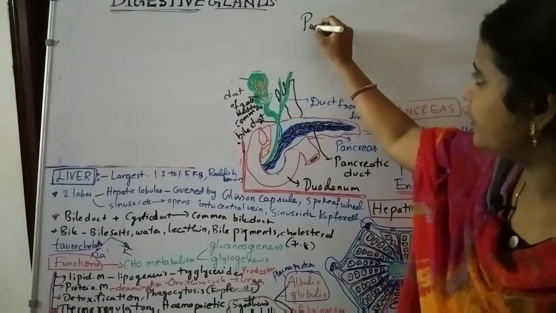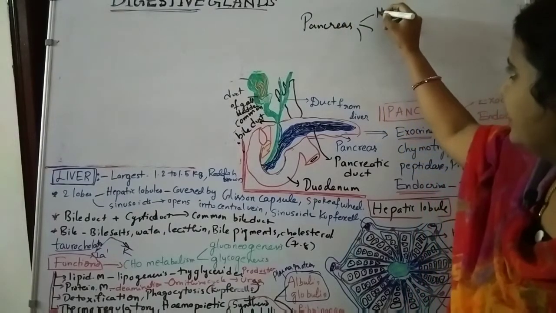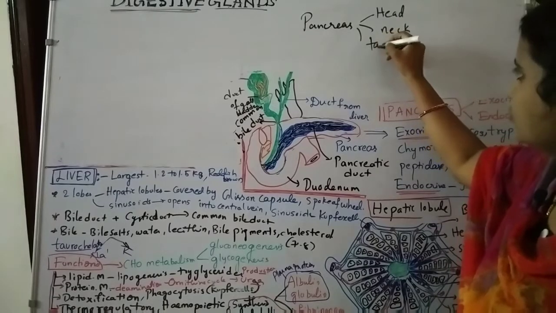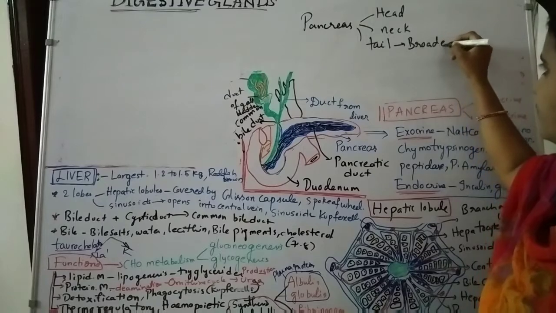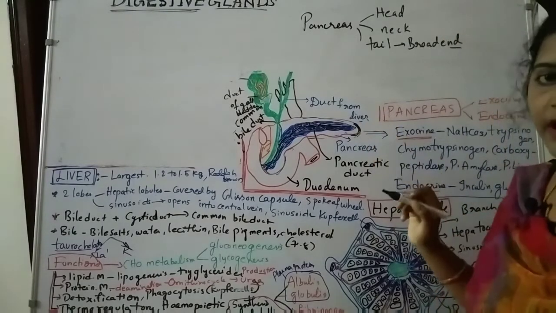See, the pancreas is divided into three parts: head, neck, and tail. The tail also has a broad end. We can see this broad end tail in the pancreas.